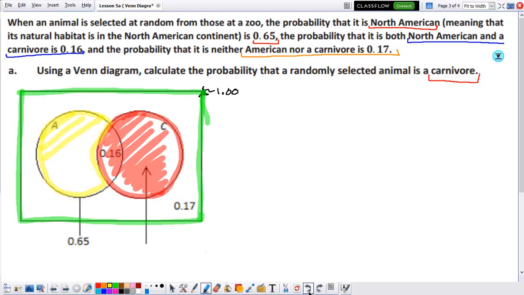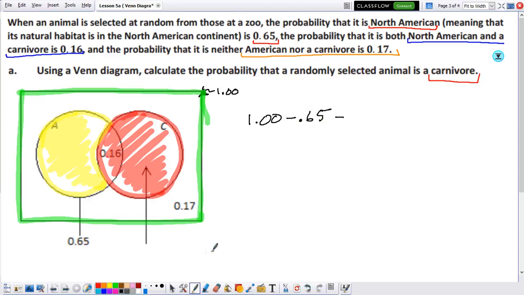So let's erase this. So here's what we have again. We're going to get 1, which is the whole thing. We know that the whole square is equal to 1, because when you add all probabilities, that's equal to 1. Let's subtract this region. But what do we know about this value? We know that the value for this region is 0.65. So 1 minus 0.65.